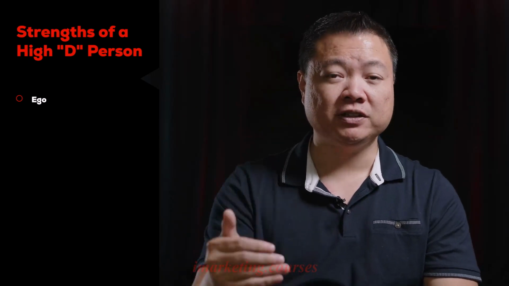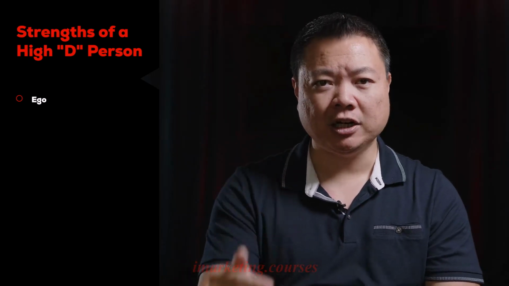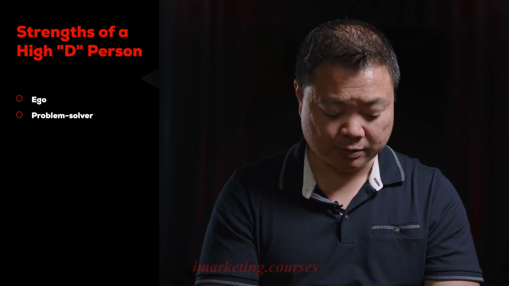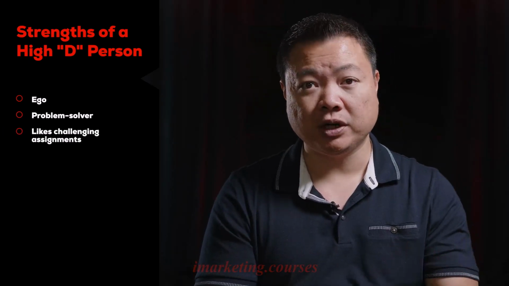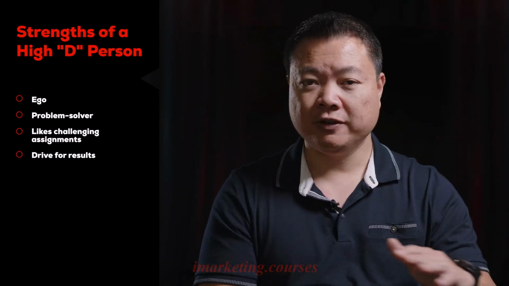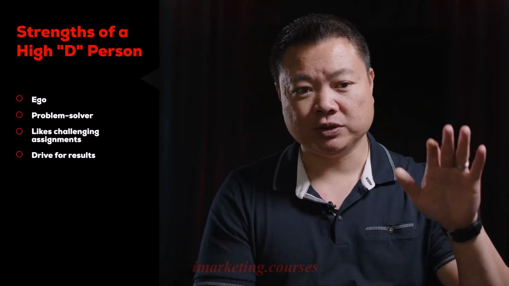Someone with a D personality has faced rejection, has faced failure, and they keep getting up. So in this context here, an ego is a good quality. They're going to be problem solvers, right? They're motivated by challenge. They love solving problems. They enjoy challenging assignments, and they're going to drive for results. Results are ultimately all that matters. Feelings don't matter. They just want results.